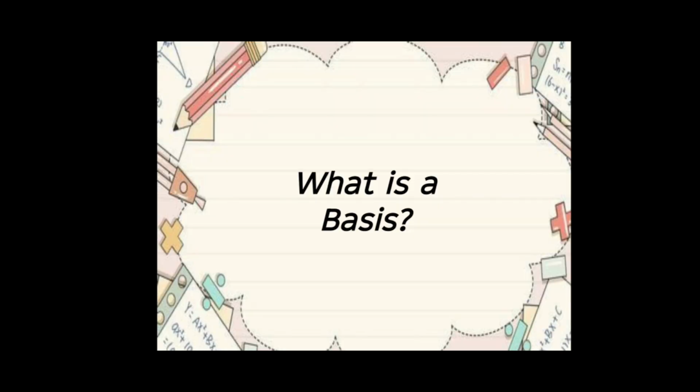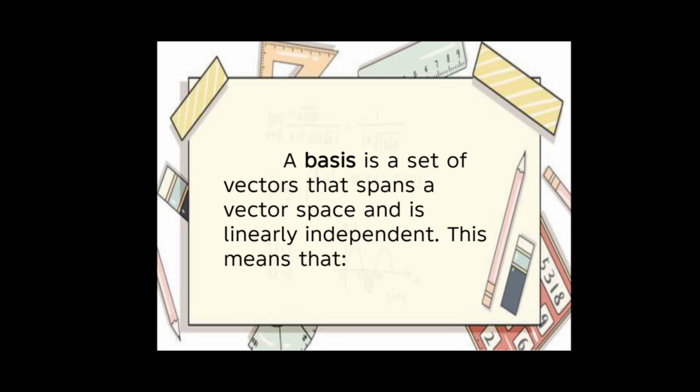Then now, let us discuss what is a basis. A basis is a set of vectors that span a vector space and is linearly independent. This means that no vector can be created by combining other vectors. And also, the vector in the space is created by a unique combination of the basis vectors.